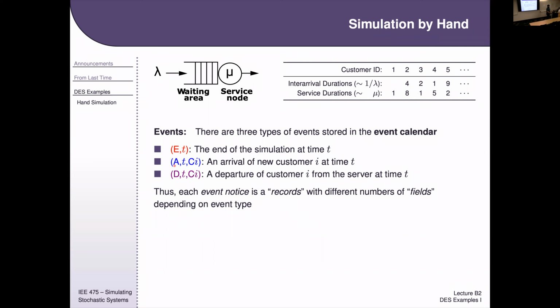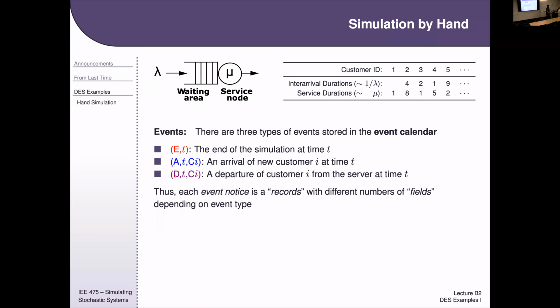Likewise, there's an arrival event, and that arrival event is going to have the time of the arrival event as the second part, or the second element of this record, and then the customer who arrived, that C1 there. So it's like A0 C1 would mean there's an arrival event at time 0 of customer 1.